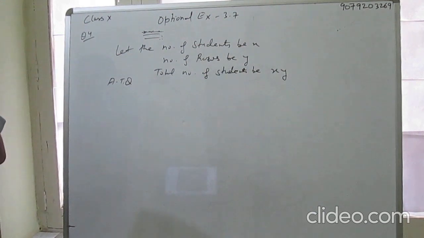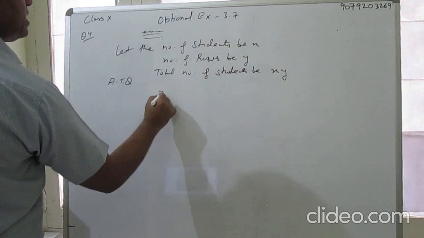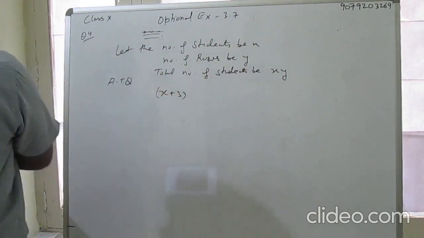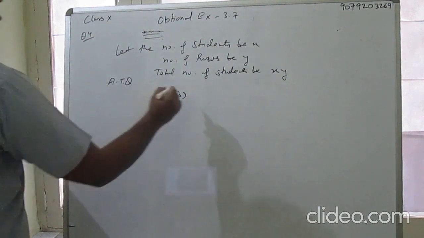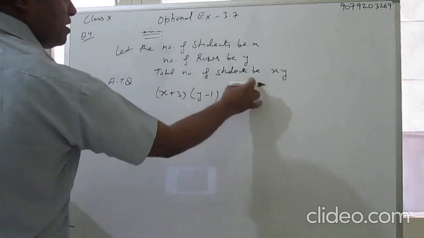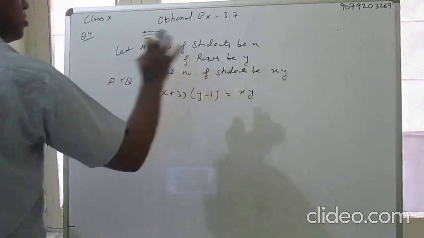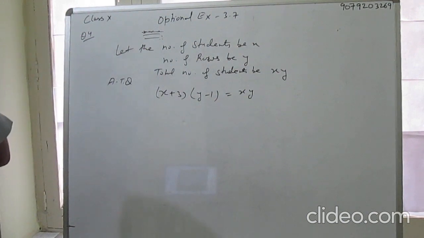Now according to the question, if 3 students are extra in a row, students in a row are x, if 3 more then x plus 3, and there would be 1 row less. So the total students will remain the same, xy. There is no change in total students, only the standing position changes.